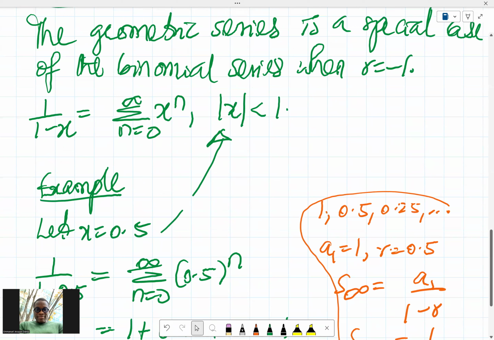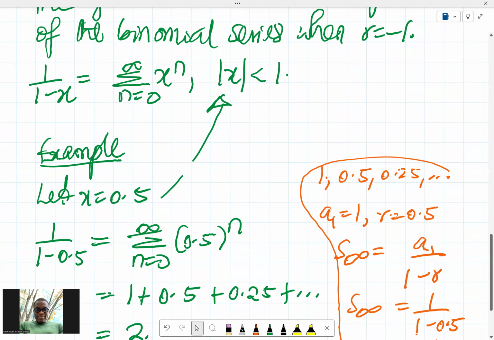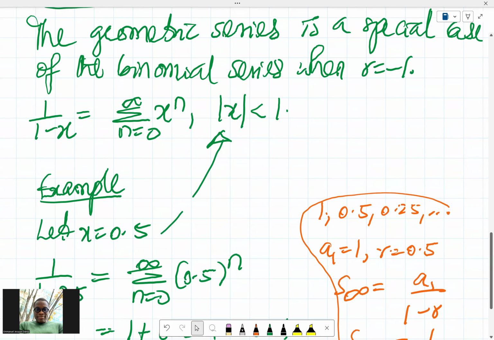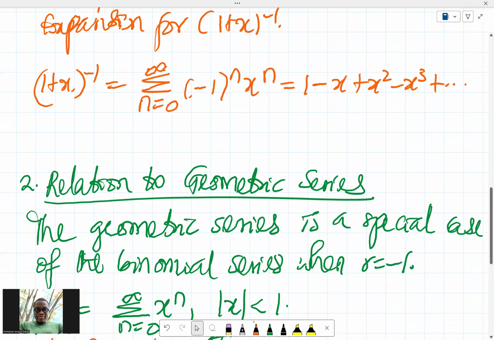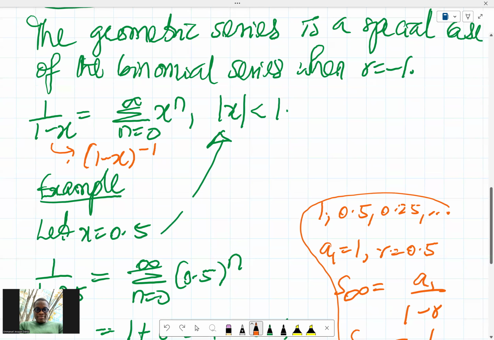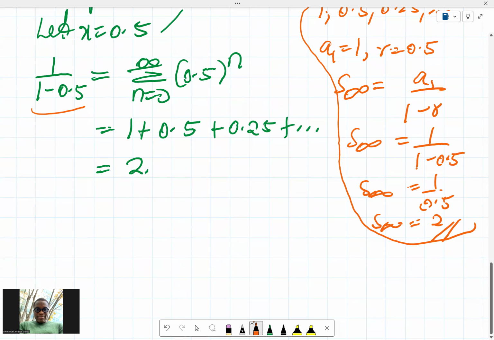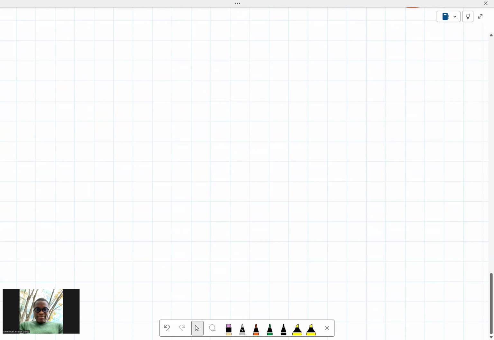So you can see that binomial expansion is related to power series just because 1 over 1 minus x is the same thing as 1 minus x raised to power minus 1, which of course gives us this kind of expression that we did before, and then we can actually use that to estimate this, which makes perfect sense.